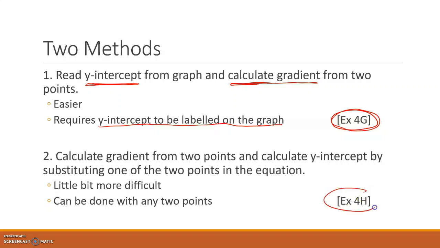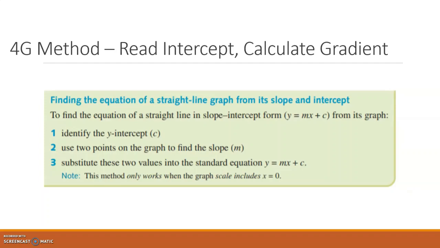Now our second technique is from exercise 4H. And in this technique, we have to calculate the gradient first. So we calculate our gradient using 2 points on the graph. And then we have to calculate the y-intercept by substituting one of the 2 points into the equation. Now this technique is a little bit more difficult because it involves some substitution and some algebra. It's still very doable though. And like I said, this technique doesn't require that the y-intercept is marked on the graph. So it can be done with any 2 points. Let's take a closer look at the 4G method now.